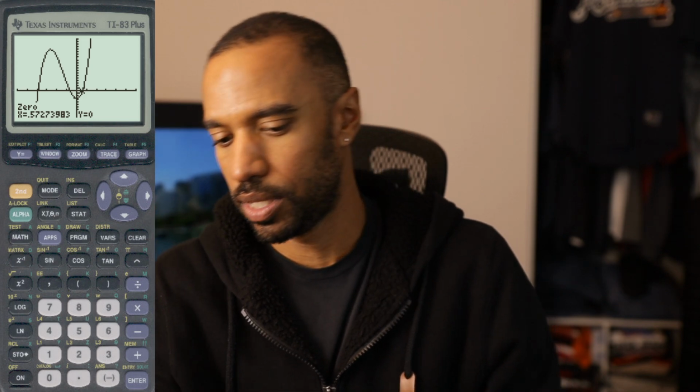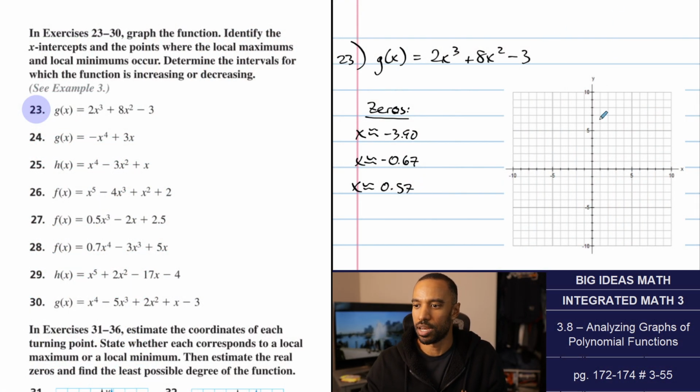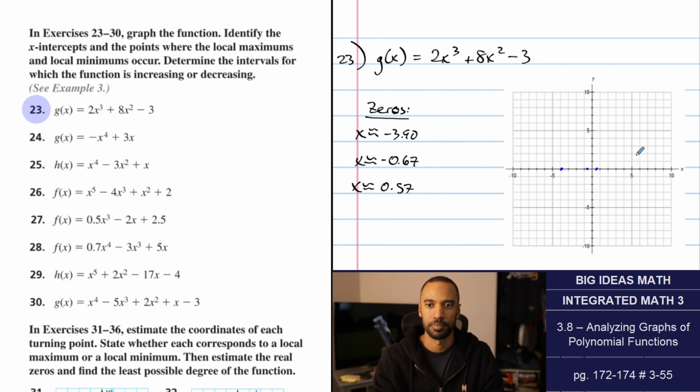And then the last one is going to be finding the 0. Maybe it's positive 0.67. Who knows? Between 0 and 1. Positive 0.57. No relation. All right, so here are the 3 zeros. -3.90, really close to -4 like that. -0.67, about -2/3. 0.57, probably closer to a half like that. Those are the 3 zeros to plot.